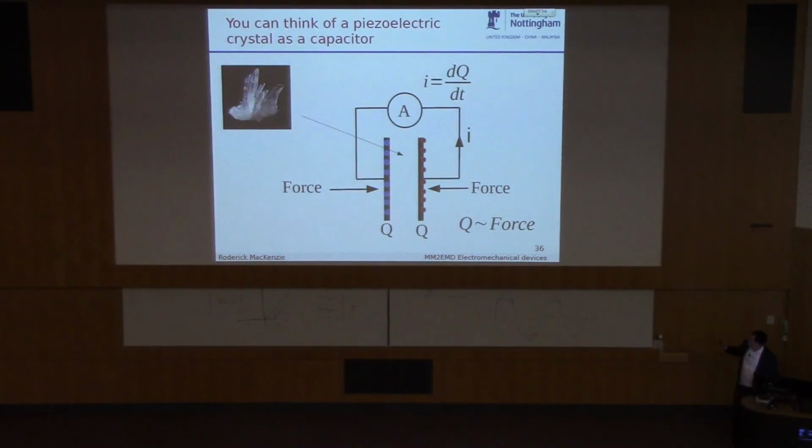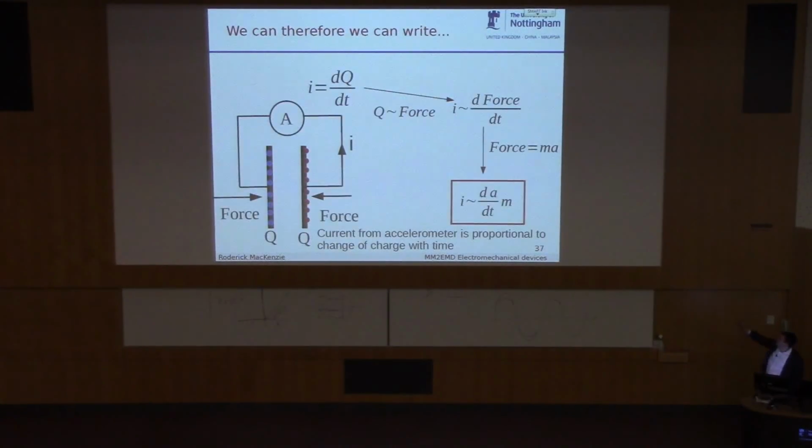You can think of this quartz crystal with a charge on the contacts a bit like a capacitor, okay? Because it's got two metal plates on the quartz. Everything's a bit like a capacitor in these lectures. And we know the current coming out of a capacitor, I equals dq by dt. So the charge we put on the plates of our quartz crystal is proportional to the force. Therefore the current coming out of our piezoelectric crystal is proportional to the derivative of the force with respect to time.